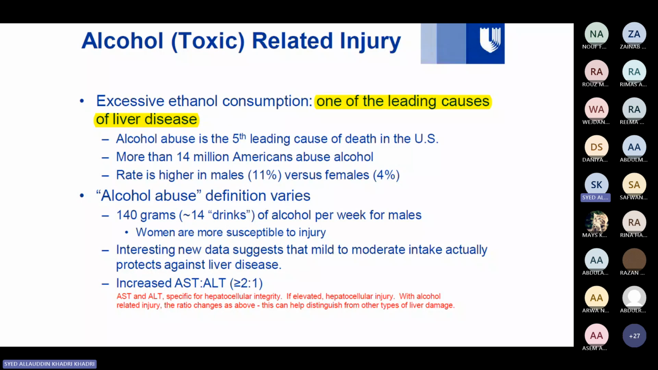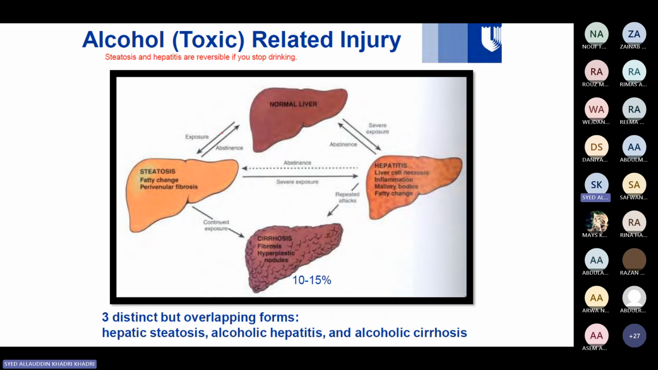Okay, alcohol-related injury, I told you, is again very important. Alcohol abuse is so common in the whole world. Now, the MCQ that comes in the examination: AST, a mitochondrial enzyme, is higher than ALT in alcohol-related injury. It's very, very important to understand this particular thing. This will come in the examination as an MCQ. I was just telling you, this is the normal liver; with severe exposure, abstinence occurs, and there's a fatty change over here.